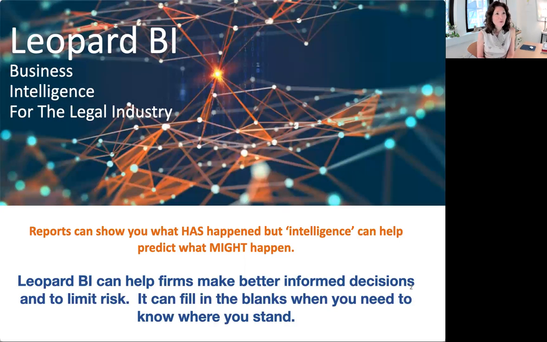We have Leopard Firmscape, which we've had for years, which is a fantastic reporting tool. And that tool is wonderful at telling you what has happened. What we tried to do was really get a business intelligence tool that can show you what might happen. Our goal is to give law firms the information that they need to make better decisions and to limit risks. Our program uses both historical and current information that is mined constantly from law firm websites. We then interpret the data, we vet the data, we fill in the blanks, and then we fold it into reports that can be used to improve and predict better business outcomes.